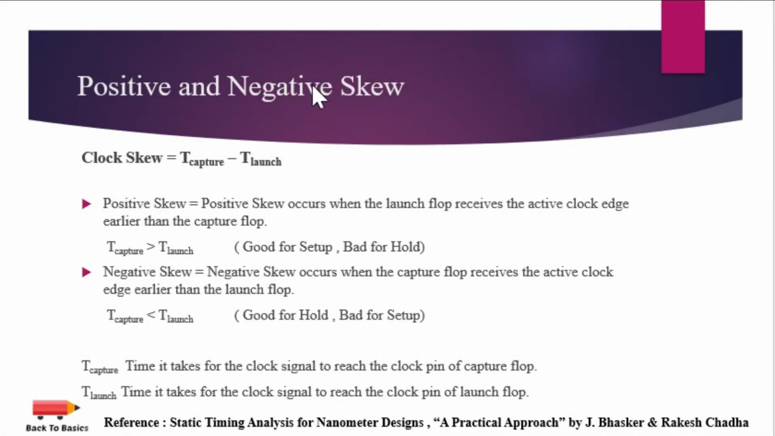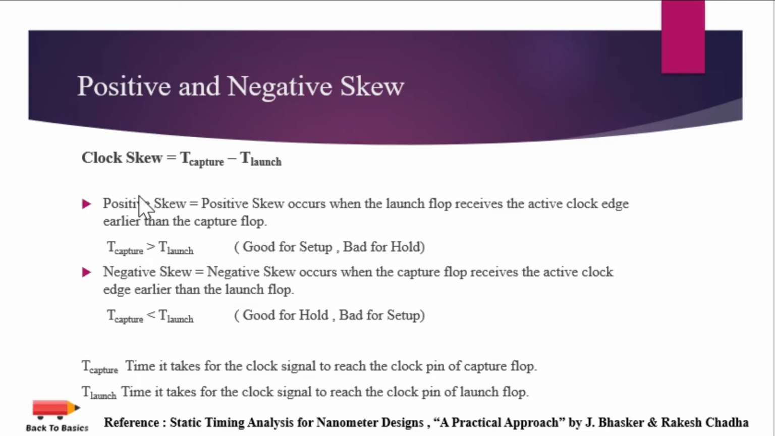Now a skew can be positive or negative. I have represented this clock skew with the help of this formula. This T capture is nothing but the time that it takes for the clock signal to reach the clock pin of capture flop. Similarly, T launch is the time that it takes for the clock signal to reach the clock pin of launch flop. And the difference between these is the clock skew.